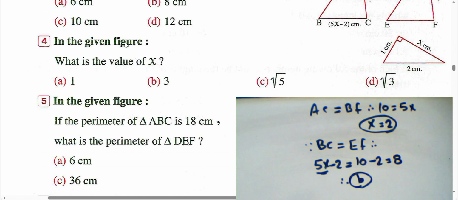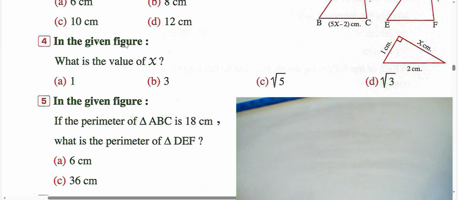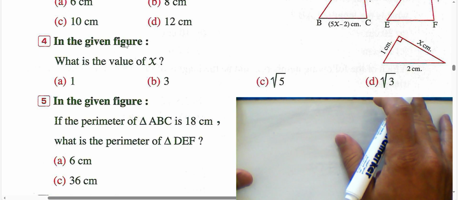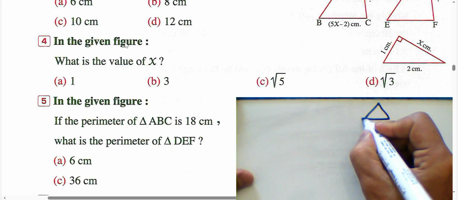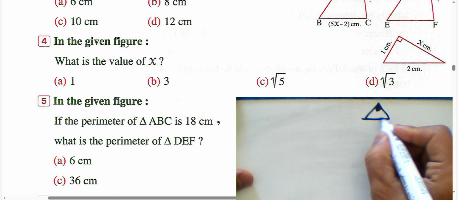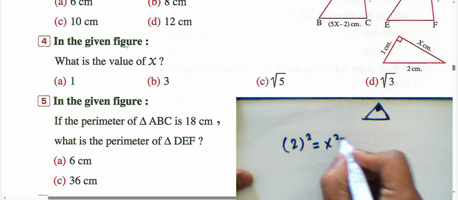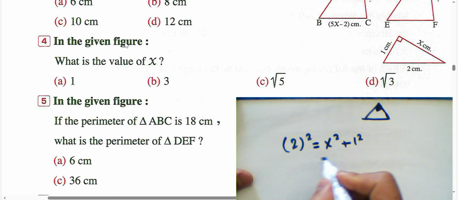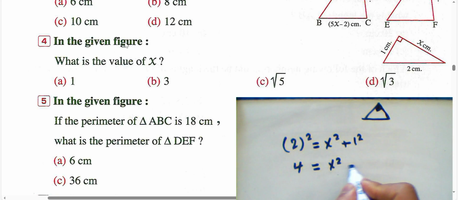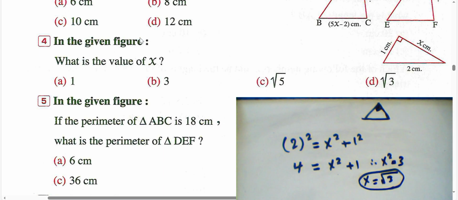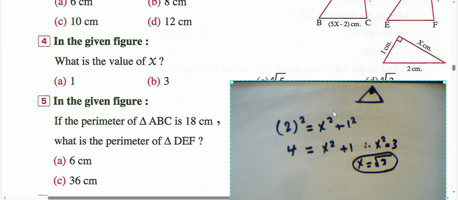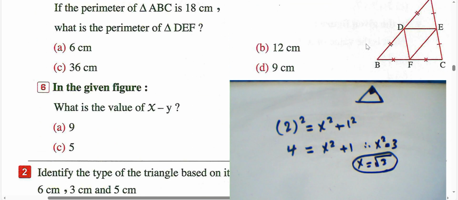Number 4. In the given figure, what is the value of x? We have a right angle triangle here. We can find the length by the Pythagorean theorem. Right angle triangle here, this is the hypotenuse. Okay, we know hypotenuse power 2 equals the first side power 2, x power 2, plus the second side power 2, 1 power 2. Then 2 power 2, 4, equals x power 2 plus 1. Then x power 2 will be equal to 4 minus 1, which is 3. Then x will be square root of 3, positive only, not negative. The answer will be root 3. Choose letter D. Okay, next question.